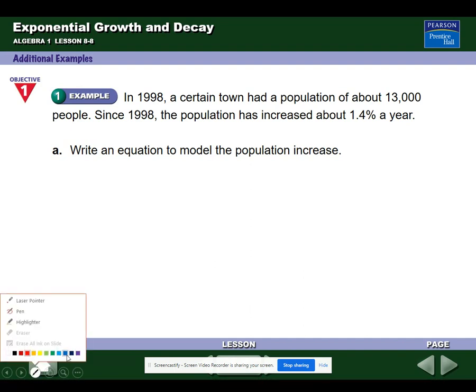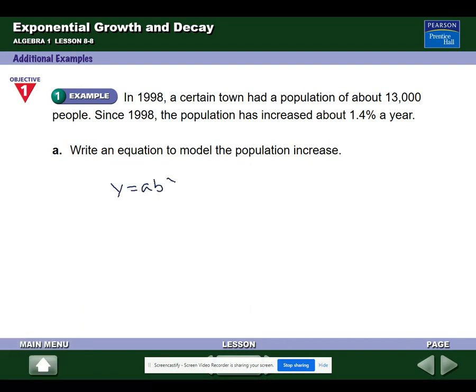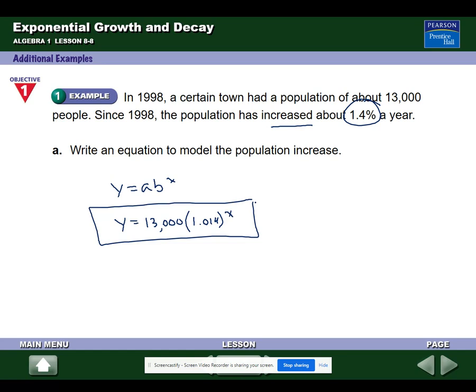This is of the form y equals ab to the x, as everything we discuss today will be. It's increasing, which means exponential growth, so we can expect the b value to be more than 1. Very important that you change percent to decimal. 1.4% is, as a decimal, 0.014. That b value is going to be that number as a decimal added to 1, so it's 1.014. A is the starting amount, 13,000 people, and B is 1.014. This is an exponential growth formula that will calculate the population.